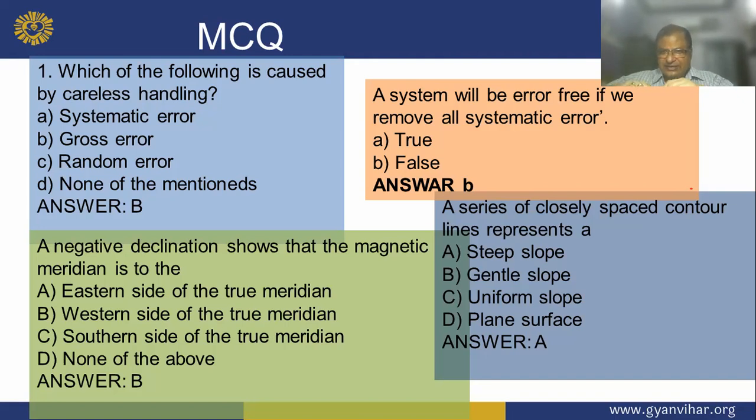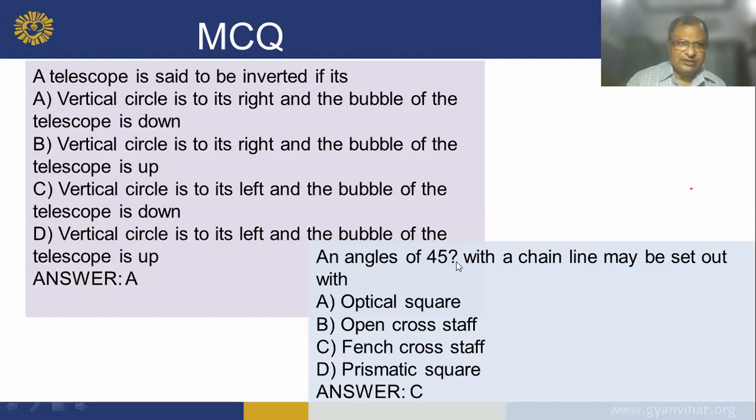And next question: a series of closely spaced contour lines represent a, what is the correct answer? Answer A, steep slope. Now next question: a telescope is said to be inverted if its, what is the correct answer, my dear boys? The correct answer is A, vertical circle to its right and the bubble of the telescope is down.